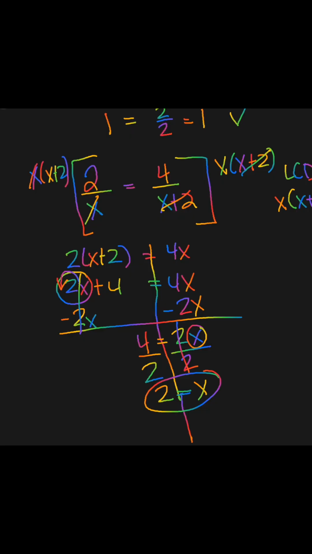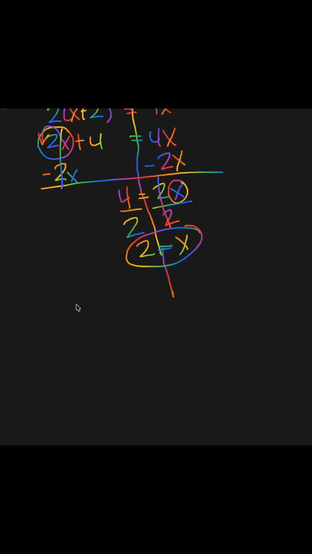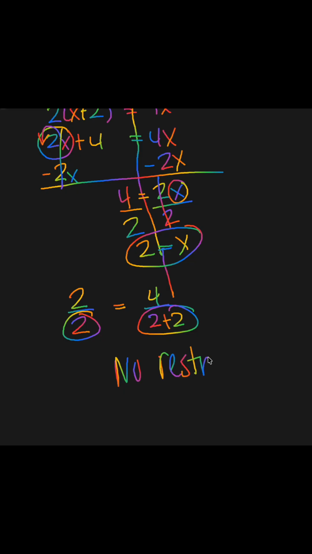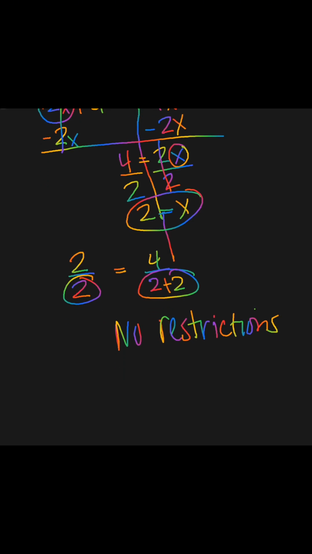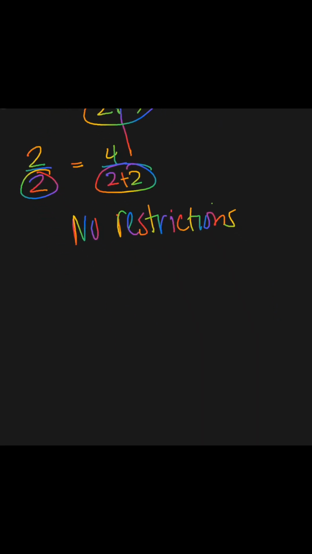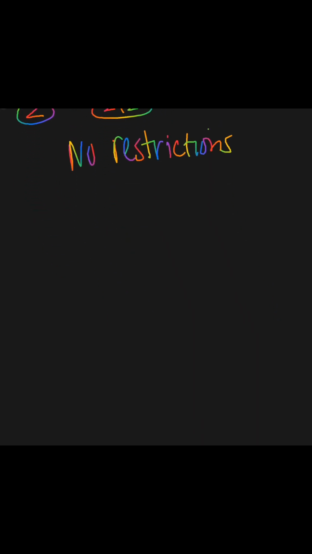If I plug it back into the original equation, that'd be 2 over 2. Our denominator is not 0. And then 4 over 2 plus 2. Our denominator is not 0, so there are no restrictions. If the denominator was 0, that means x can't be that, so it would be no solution.